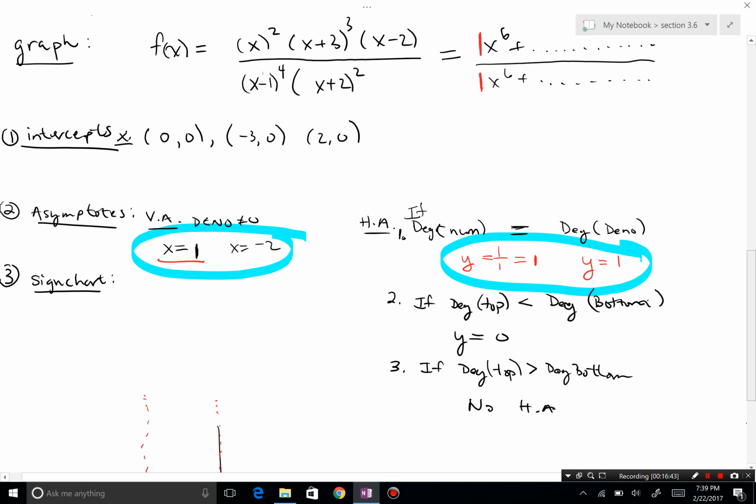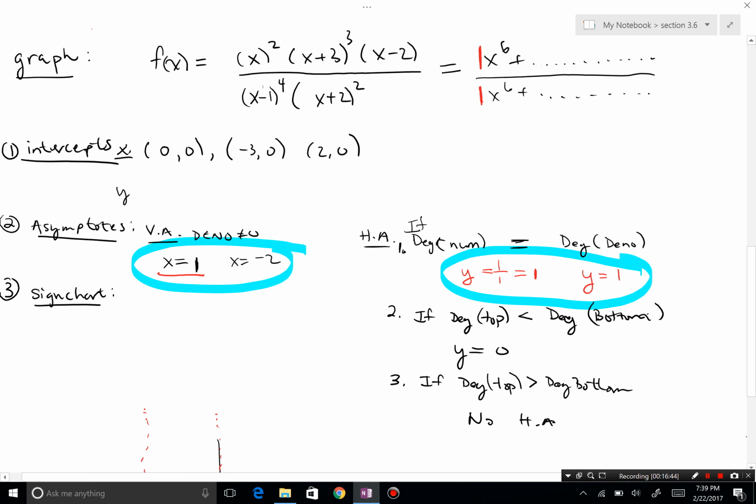All right, so x-intercepts, y-intercepts. Make x 0, what's y? Well, still 0 across the board, right? 0 times all this would be 0. Divided by something that's not 0 still would be 0.